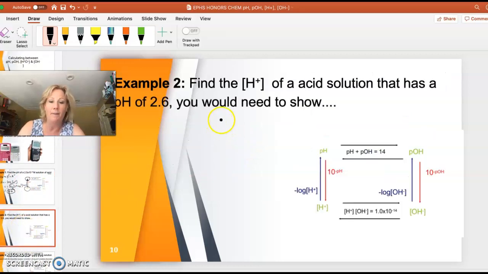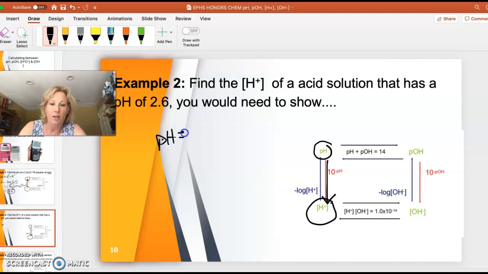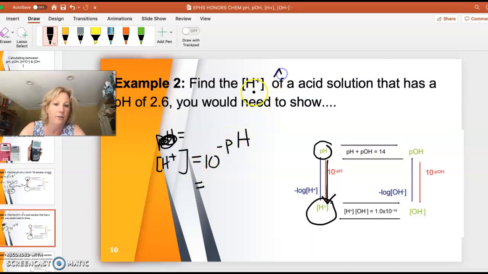So here's another problem. Now I want to find the hydrogen ion concentration, and I know the pH. So now I'm going to go this way. To find the hydrogen ion, I'm going to take the inverse log base 10, which is 10 to the negative pH. So if you hit inverse log on your calculator, it'll do 10 to the caret usually.